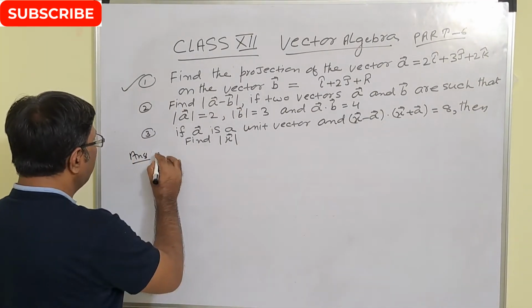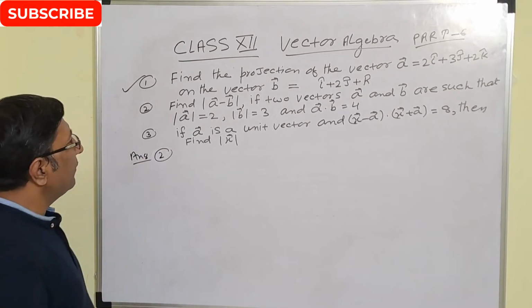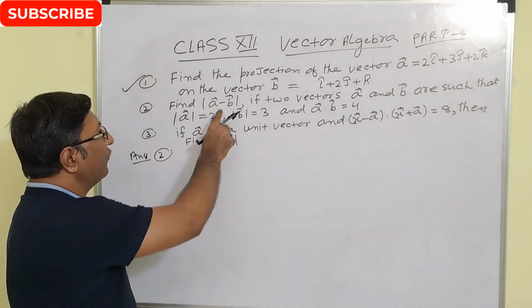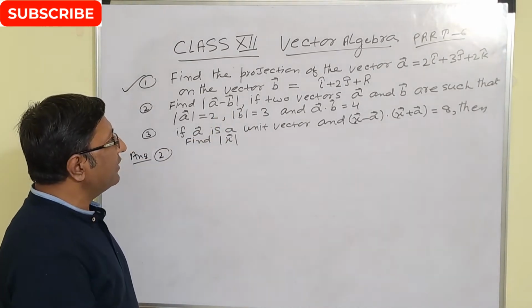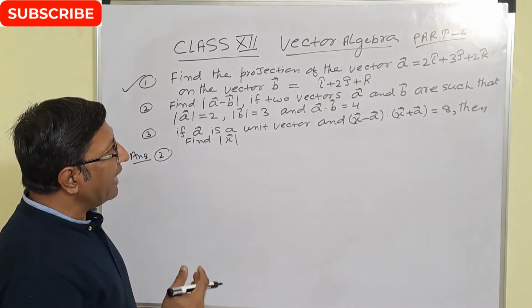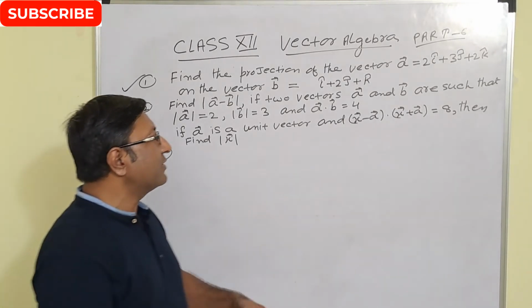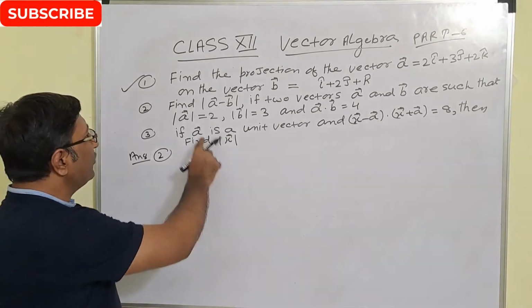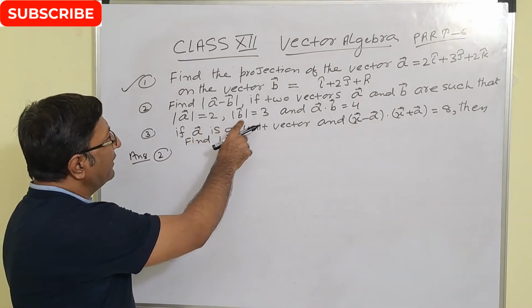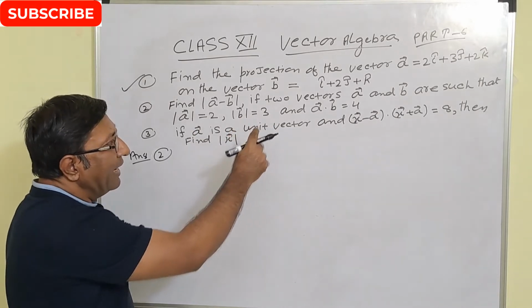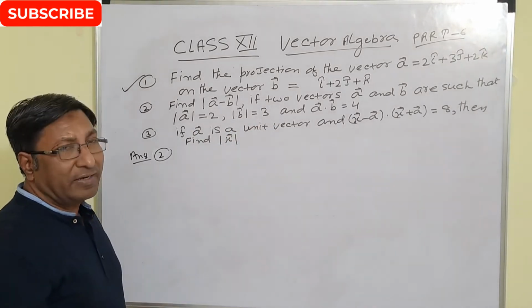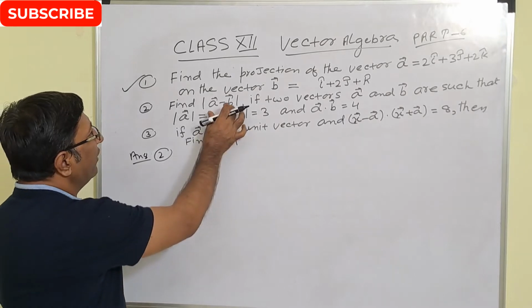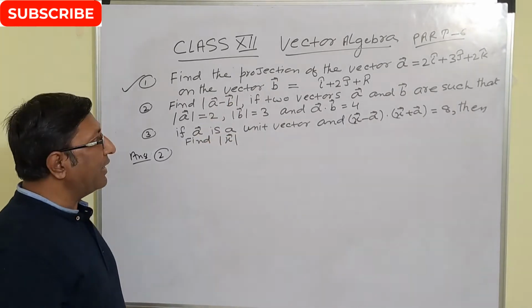Now there is a question number 2. क्वेश्चन 2 आपका फाइंड मैग्नीट्यूड ऑफ ए वेक्टर माइनस बी वेक्टर. If two vectors a vector and b vector are such that magnitude of a vector is 2, magnitude of b vector is 3 and a vector dot b vector is 4, then we have to find what? Magnitude of a vector minus b vector.